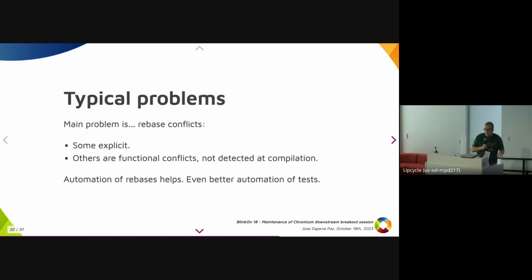Okay, some typical problems. The biggest problem is still rebase conflicts. When I talk about rebase conflicts, I'm not talking only about the typical git rebase conflict. It's also about functional conflicts. Your rebase apparently goes fine, you build and it's all right, and then you run and everything is broken. This is something that is mitigated with automation, but it's still a problem for downstreams. There are many fixes and workarounds, but it's usually problematic.